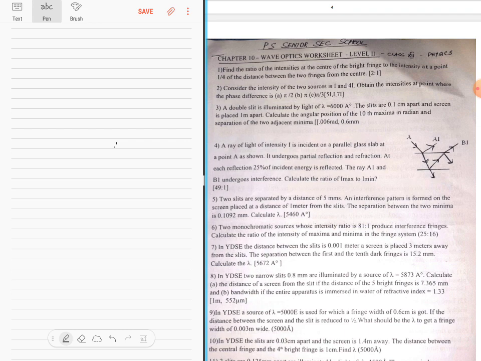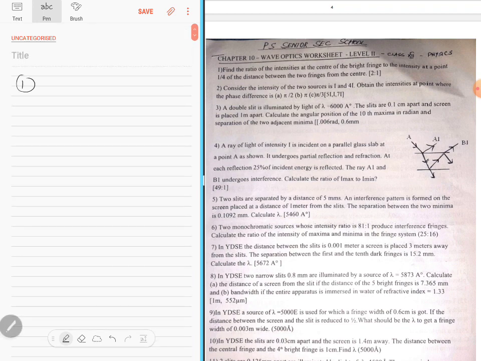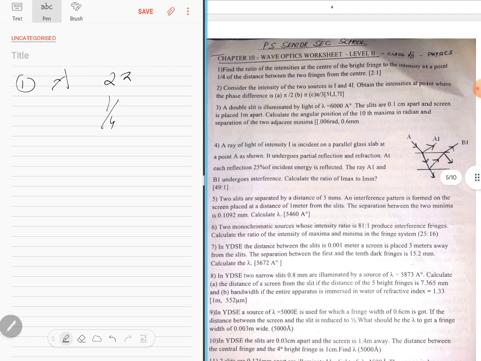When they ask you like that, it means the distance between two successive bright fringes. A distance between two fringes means two successive dark or two successive bright. So the distance between two successive bright fringes itself is lambda, which corresponds to a phase difference of 2 pi. So it's one fourth of the distance between the two bright fringes. So it's 1 by 4th of 2 pi, which is pi by 2. The phase difference which corresponds to it will therefore be pi by 2.